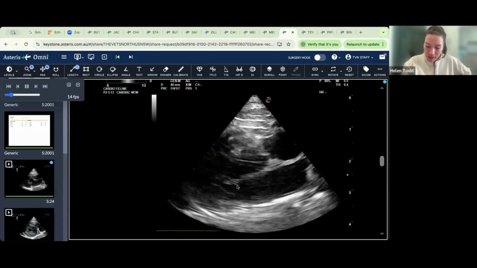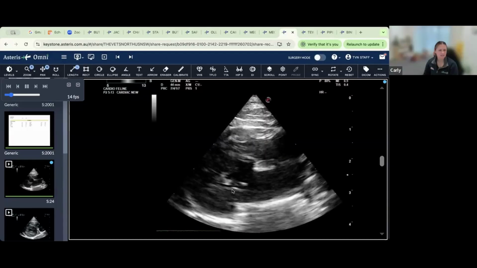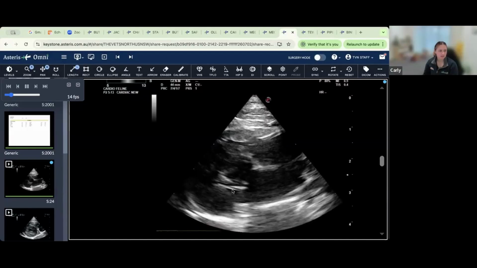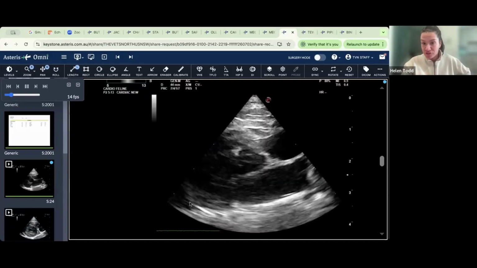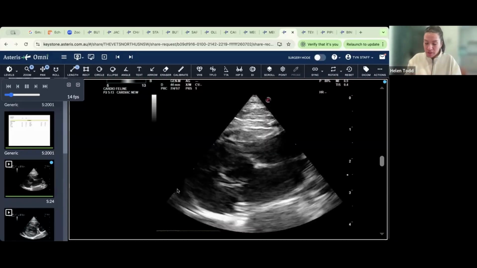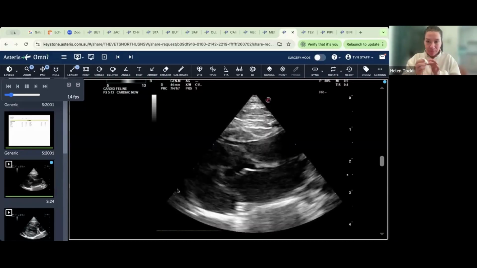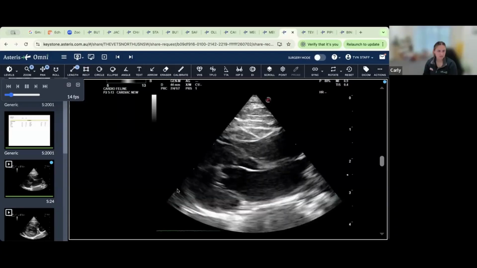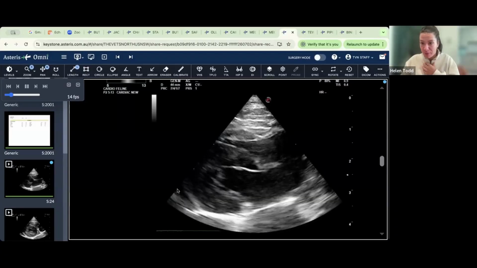But you're quite right, the ventricular walls are really thickened. Yeah, perfect. So we've got massive thickening of this ventricular wall. Have we got eccentric or concentric hypertrophy? Concentric. Yeah. So massive concentric hypertrophy.